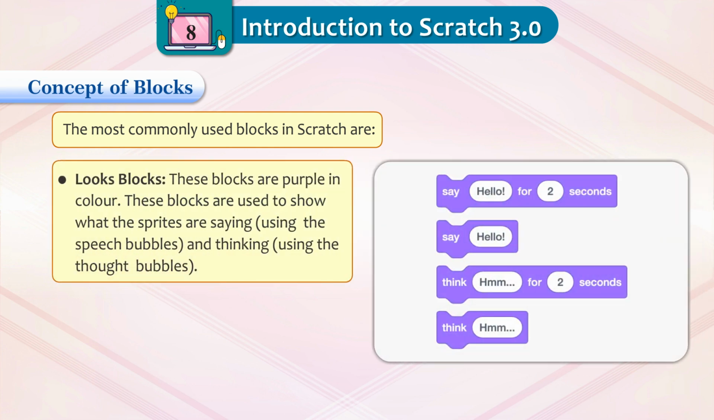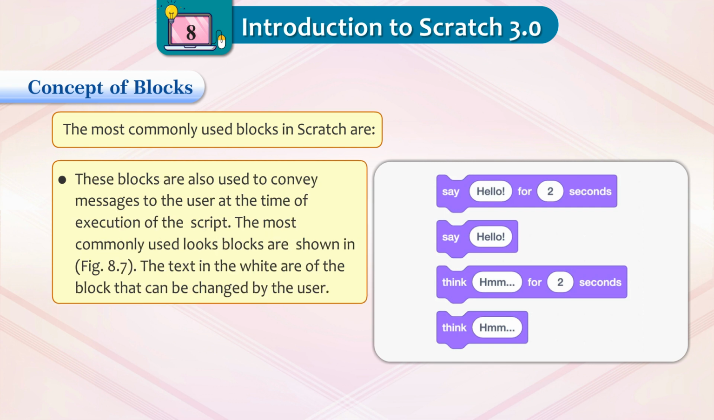Looks blocks. These blocks are purple in color. These blocks are used to show what the sprites are saying using the speech bubbles and thinking using the thought bubbles. These blocks are used to convey messages to the user at the time of execution of the script. The most commonly used looks blocks are shown in Figure 8.7. The text in the white area of the block can be changed by the user.